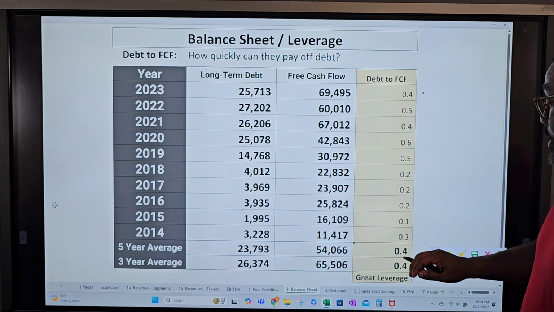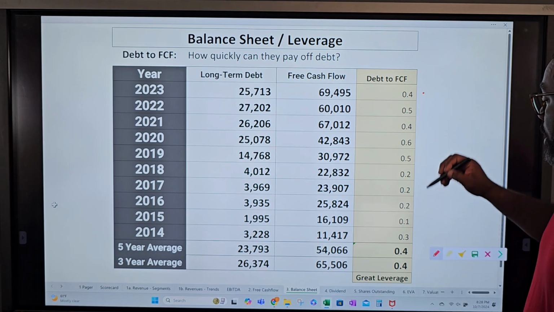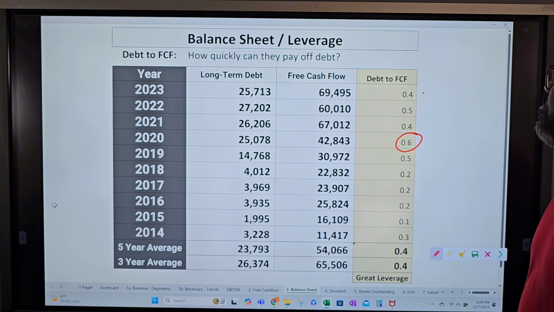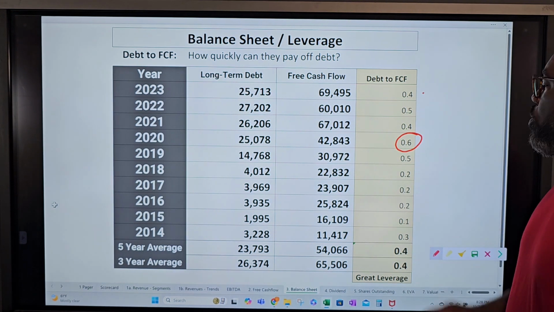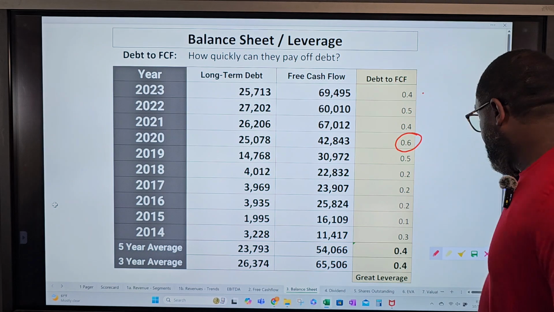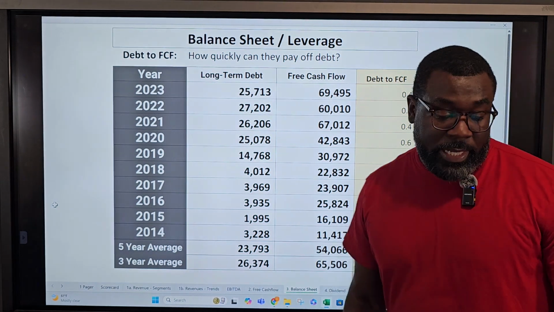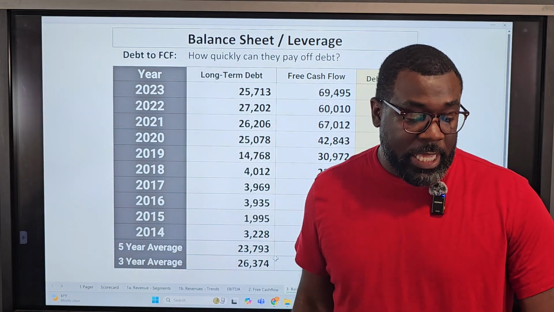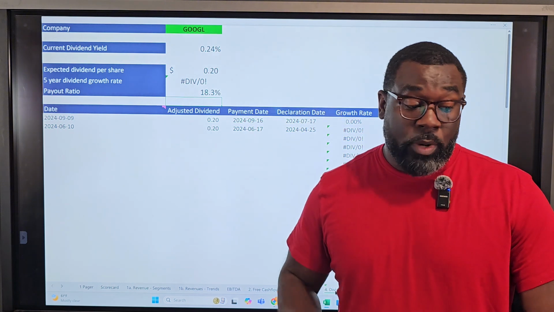So look, they averaged this right here, 0.4. The worst that they've been was 0.6. A little bit over half of the year. That's the worst that they've been as far as their debt to free cash flow. Great leverage position for this business, as expected for a company that's pretty much printing cash the way they did, or the way they are doing.